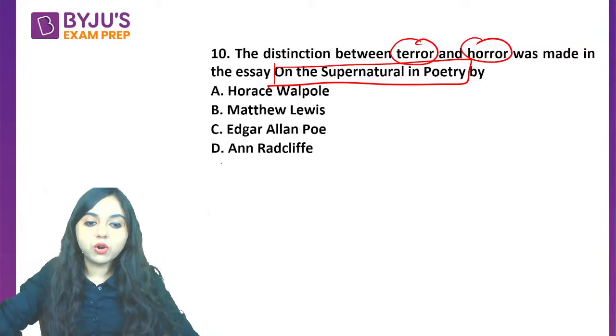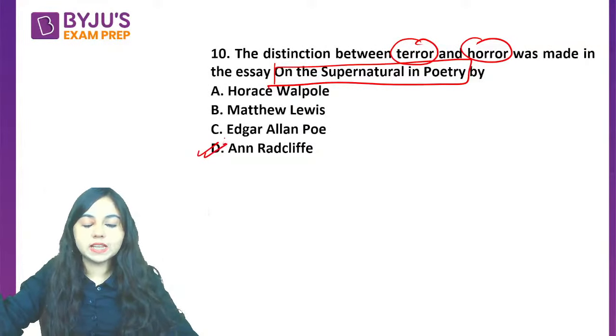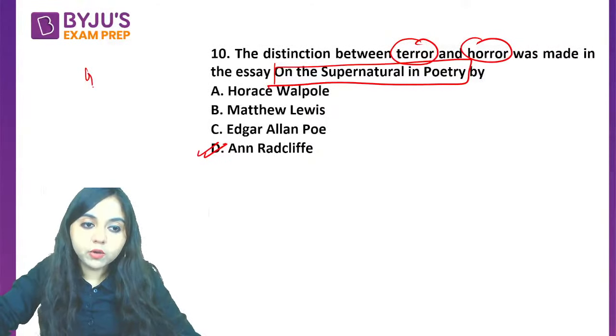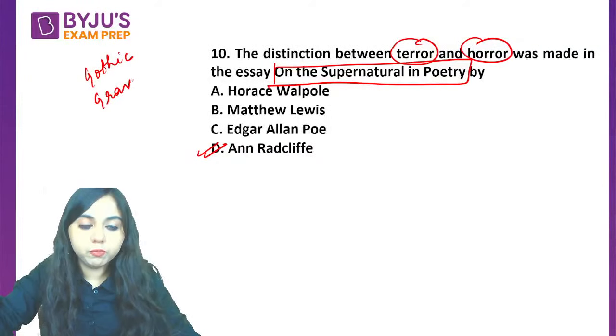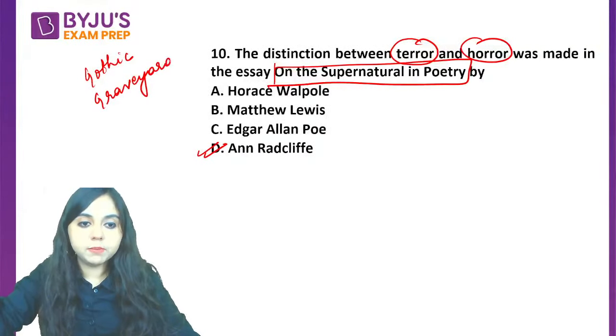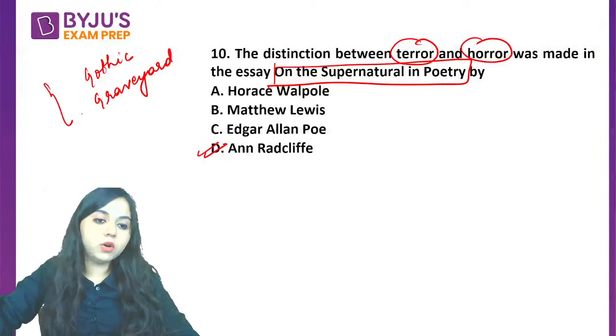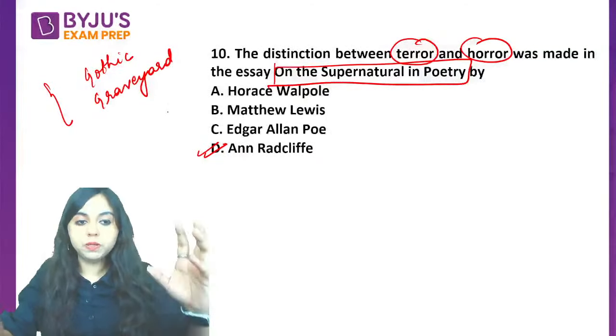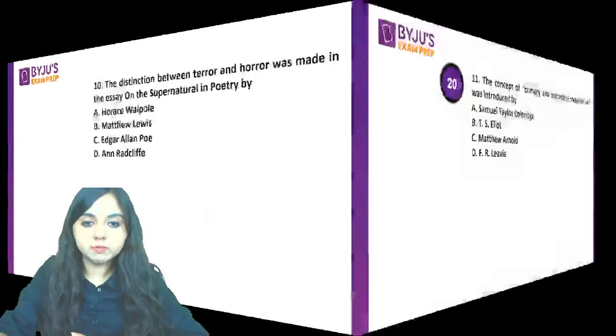Please add this to your graveyard poets notes. Please add this to your Gothic literature notes. By now you should have ideally made notes on both Gothic literature as well as the graveyard school of poetry. You do get questions coming on both of them. These are all important categories: utopian, dystopian, Gothic, graveyard. All of these are important categories.